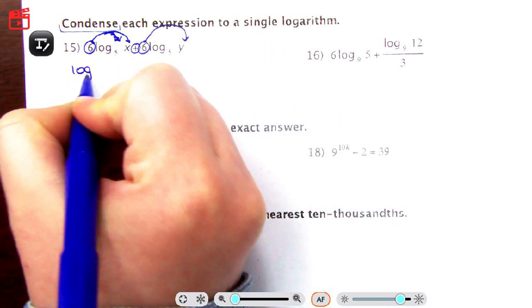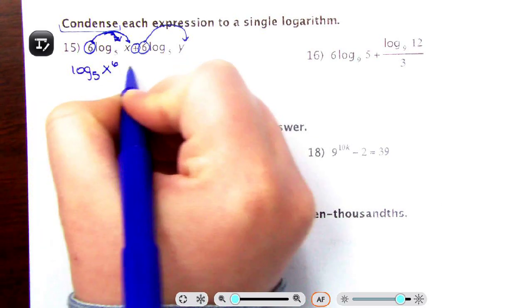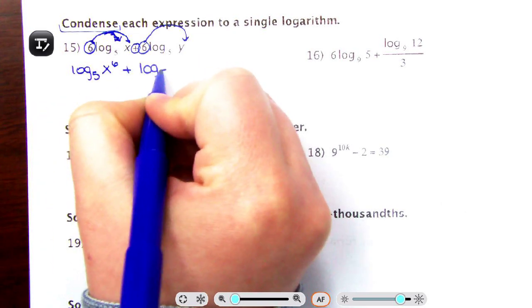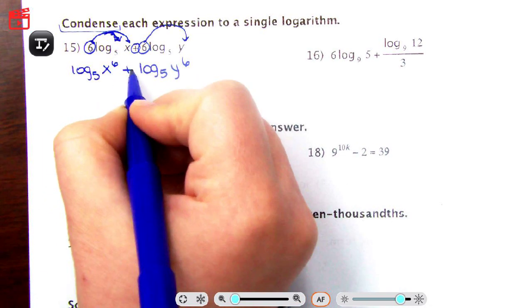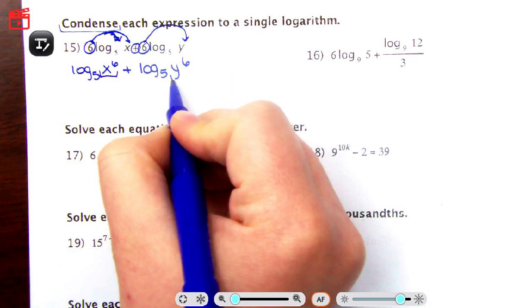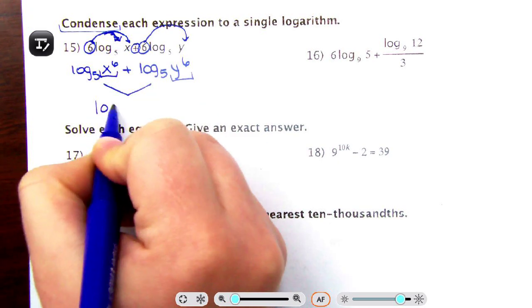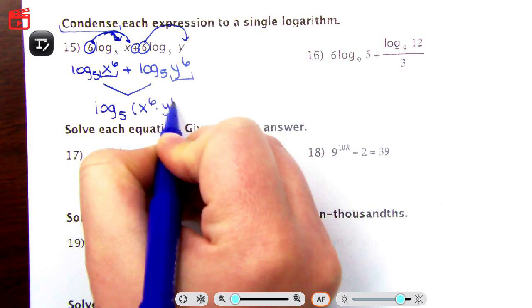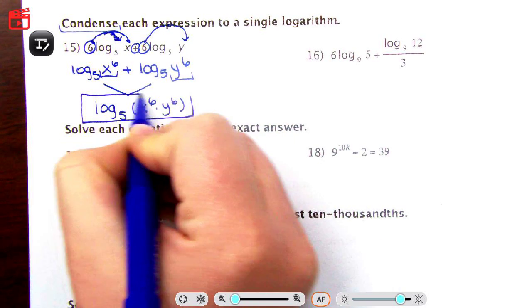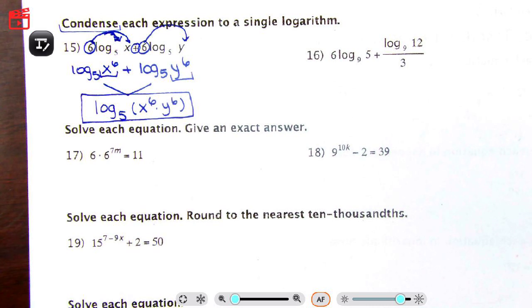So we have log base 5 of x to the 6th power plus log base 5 of y to the 6th power. Because we have that addition, we need to multiply these two things together. So log base 5 of x to the 6th power times y to the 6th power. And now if there's nothing more to put together, then you're done. Again, what is it asking us? It's asking us to condense, to put things together, make it smaller, make it simpler. Once you've done that, you're done.